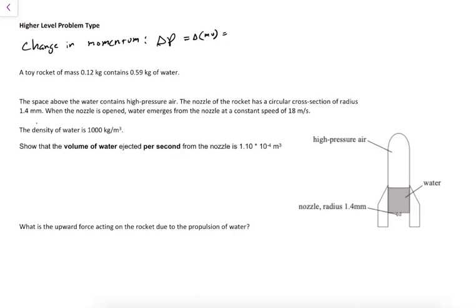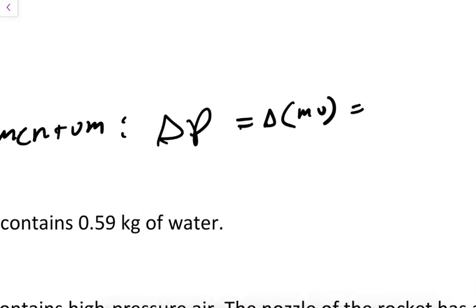This is the higher level problem type for momentum and impulse. In standard level, we learned about momentum and impulse as it relates to an object that has changing momentum due to a changing velocity. But in this situation, we're going to look at just change of momentum as a whole. So we really need to start looking at change of momentum as the change in both mass and velocity.